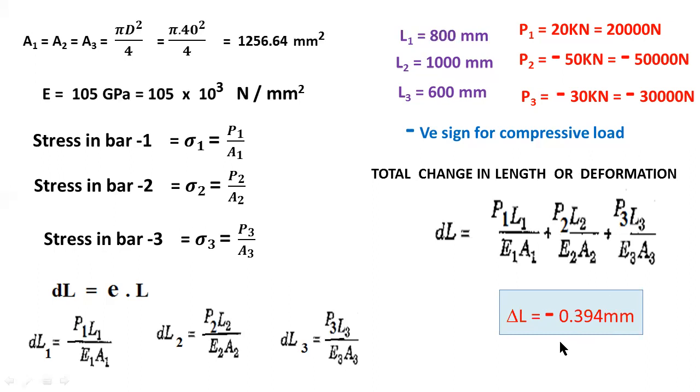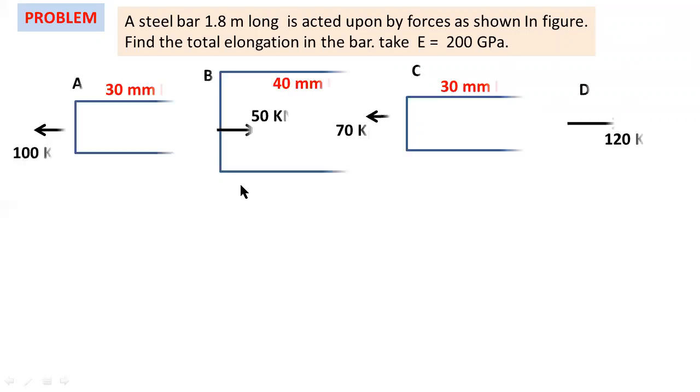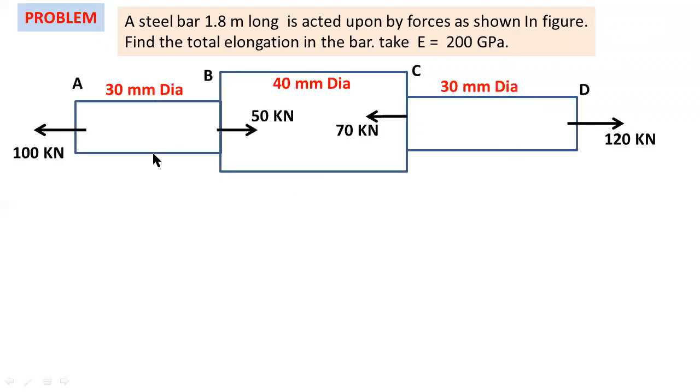Okay, so this is the answer for the second problem. Now I am going to explain another problem. This is a bar of varying cross sections. The previous two problems were uniform bars, but this is an example of a bar of varying cross sections. Here you can observe that the middle one has a larger diameter, and these two have smaller diameters of 30 mm. So this is the example for bars of varying cross sections.